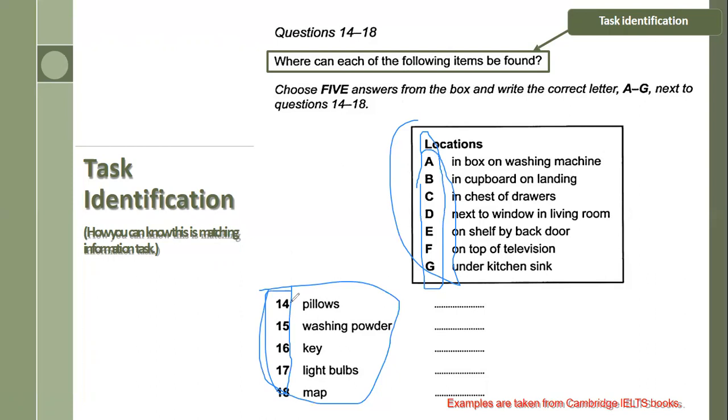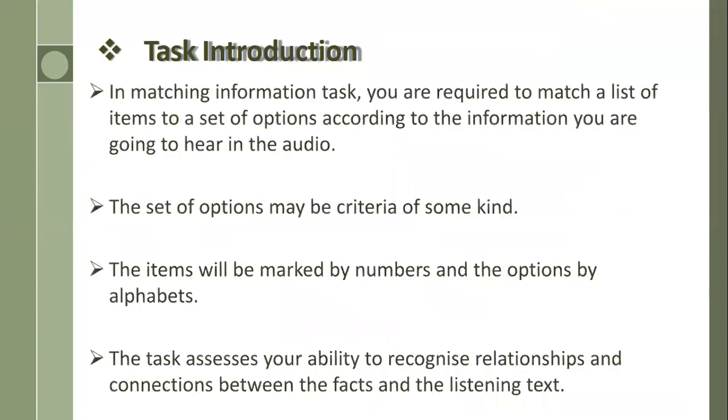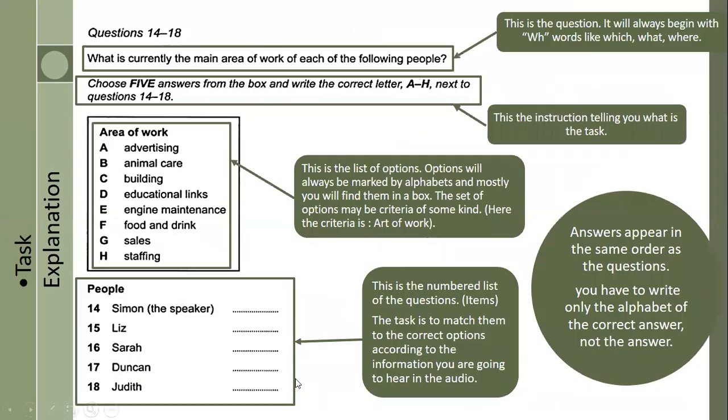So you should know that for the question, for example question 14 pillows, suppose you find that option C is correct. You will write down only C here. So there would be two portions. One portion is for your items, and items are provided with numbers, and then you will have the options. Options are given with alphabets. Now look here, we're going to explain them further in a bit more detail.